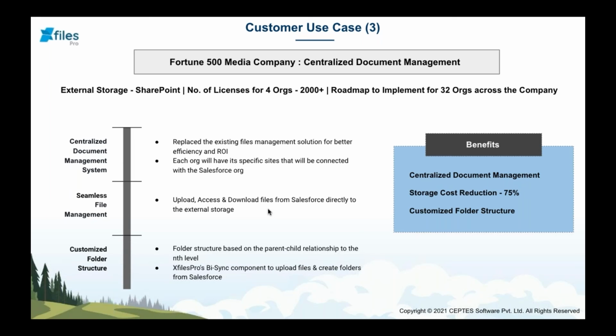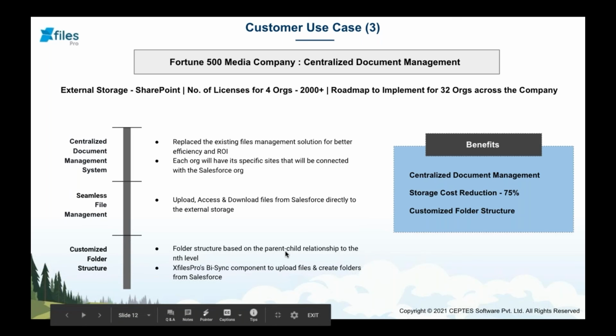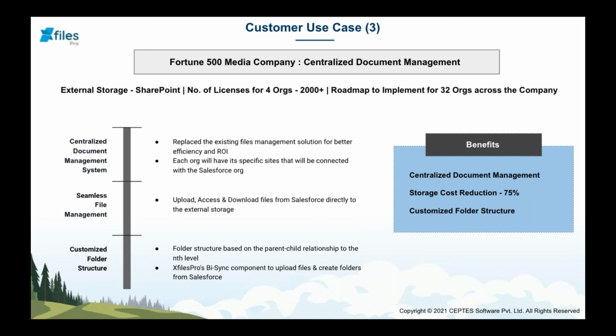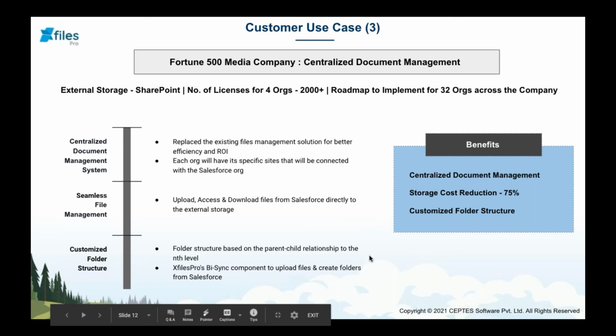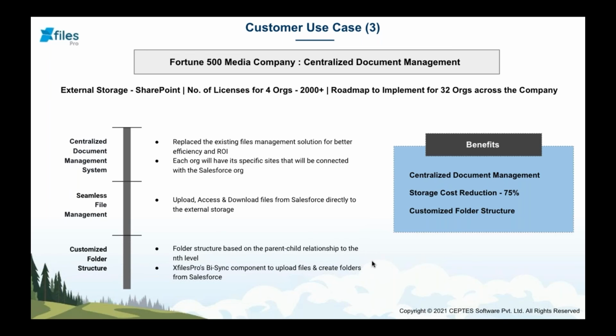They were also a Fortune 500 company, so they had a very complex org naturally, right? They had a lot of parent-child, lookup, and master-detail relationships to the nth level, in fact, custom objects as well to the nth level. That's where XfilesPro BySync was able to also incorporate the parent-child relationships. They were able to upload files, folders, and all those things. So just to give you an idea, if you have any such use cases as well, XfilesPro can easily take care of that.